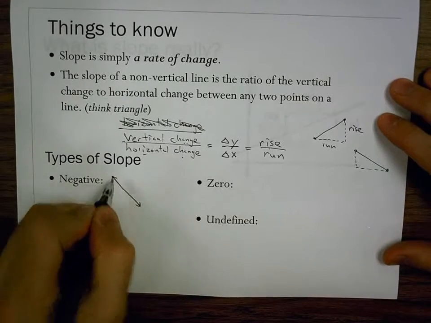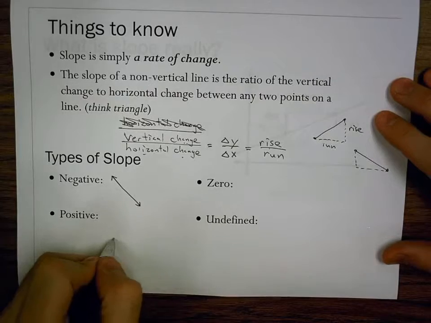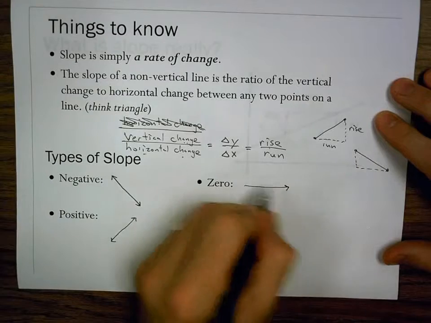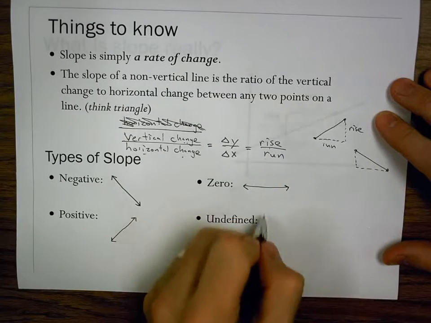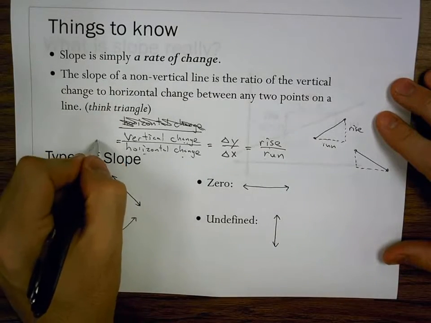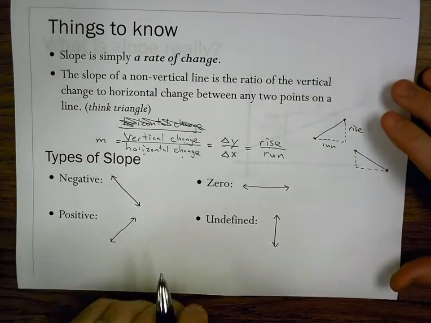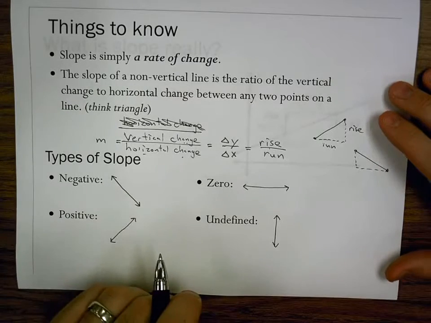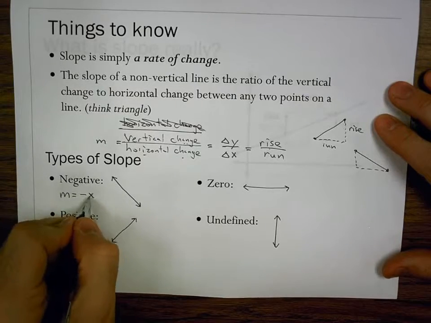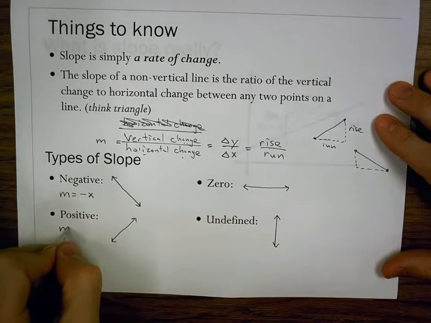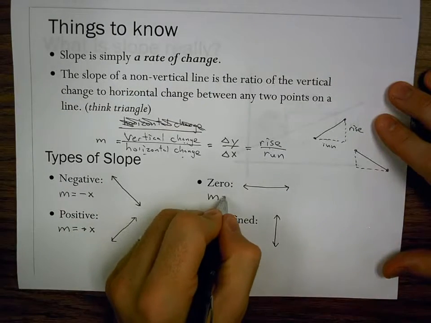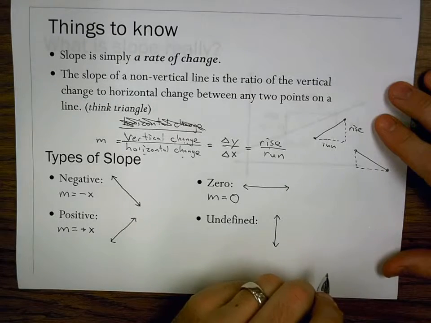Before we get into that, we have types of slope. A negative slope will go down from left to right. A positive slope will increase from left to right. A zero slope will be a horizontal line, and an undefined slope will be a vertical line. Now the way we're going to identify them, m is typically the letter we use for slope. If we have a negative slope, we're saying that our value is a negative number. If we have a positive slope, it's a positive number. A zero slope is just that, the slope equal to 0.